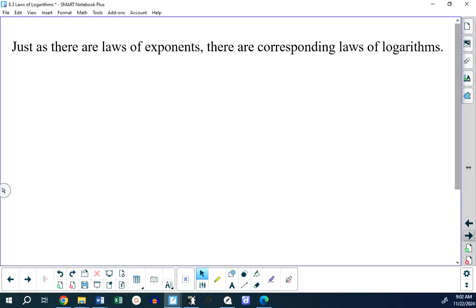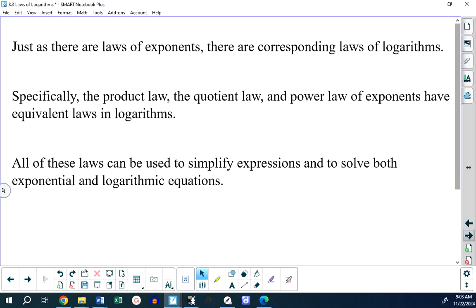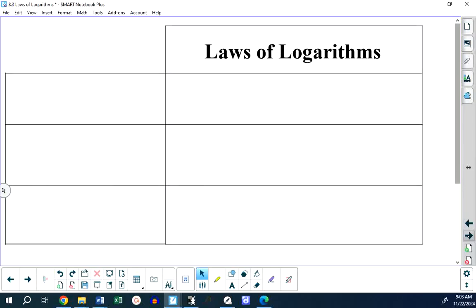So we have rules in mathematics that govern how we treat exponents. Since logarithms are exponents, it probably shouldn't surprise you that there are rules for how we treat logarithms. And there's what we call the product law, the quotient law, and the power law. We have those in exponential laws. We have similar laws in logarithmic. And we're going to be using these laws today.